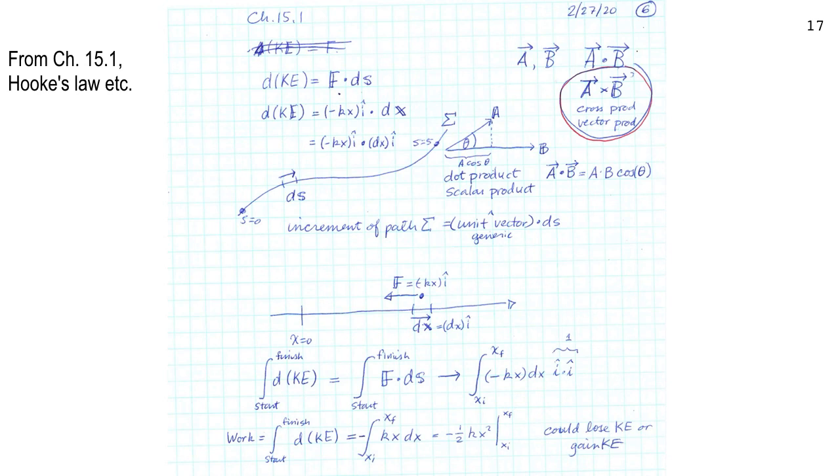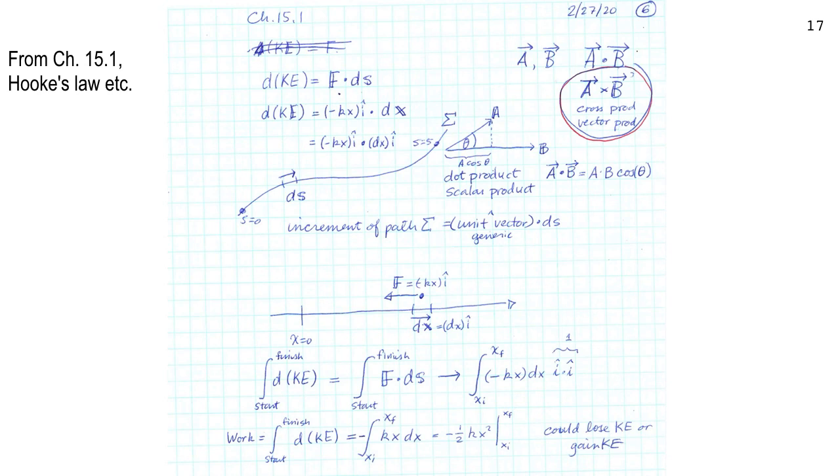And notice there's a minus sign in there. All right. So depending on what xi and xf are, you could lose KE or gain KE. All right.